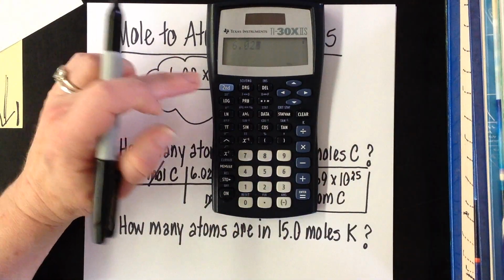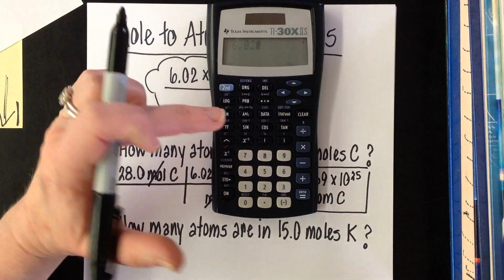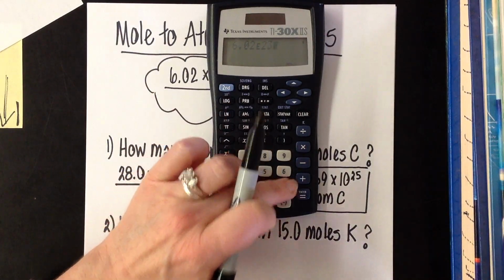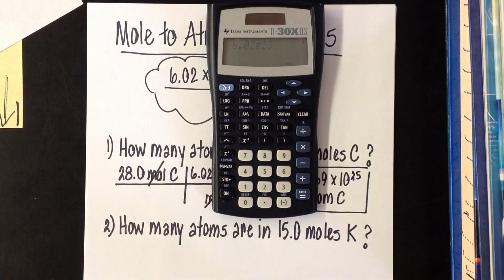My exponent is a second function, so I just train myself to say times 10. That little E pops up, 23rd. That's how I put it in. Different calculators may display that a little bit differently.